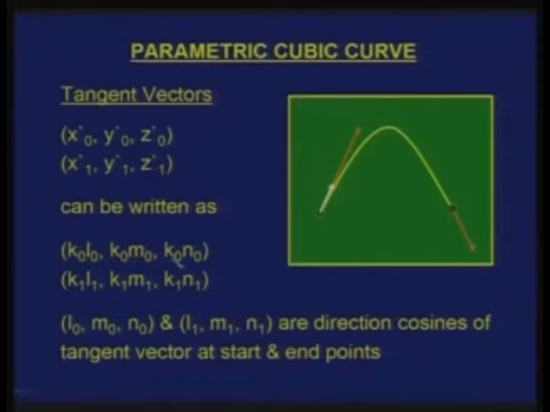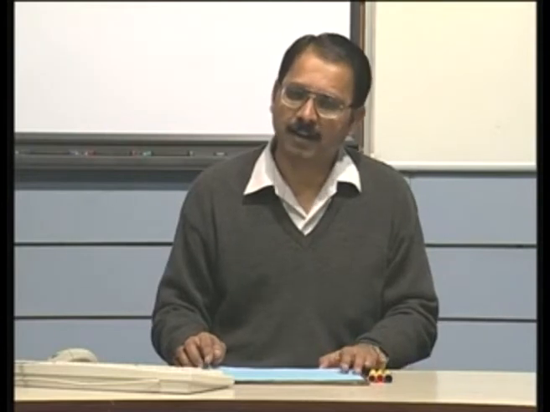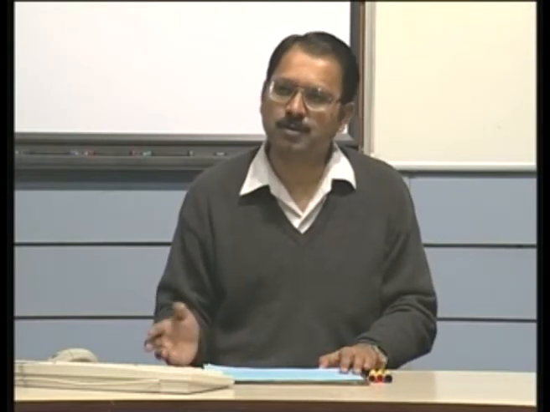That means these direction cosines are multiplied by a scalar value to get K0. Similarly, I can use a different scalar value to multiply the direction cosines at the other end point of the curve. This also implies that by changing the values of K0 and K1, I should be able to get different curves. So it is not the direction cosines which define the curve, it is actually the tangent vector. As K0 and K1 values increase or decrease, I get a different curve.